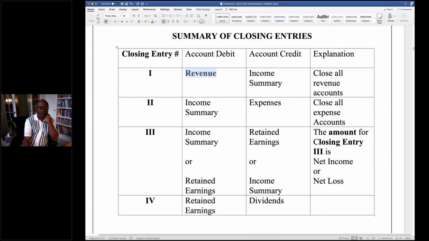Revenue, expenses, net income, dividends. Those are your 4 closing entries. Got it?